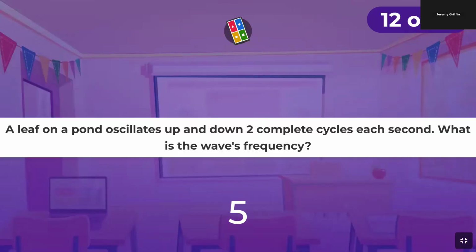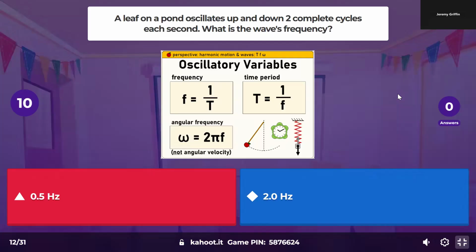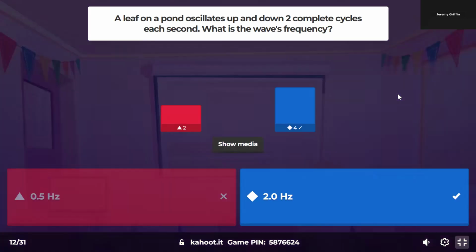A leaf on a pond oscillates at 2 cycles per second. What's the frequency? 2 cycles per second. What's the frequency? It's 2 hertz. That's all. 2 cycles per second is 2 hertz.